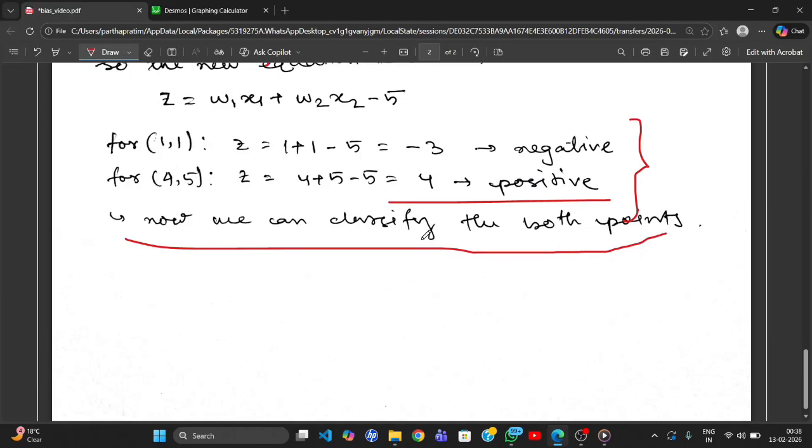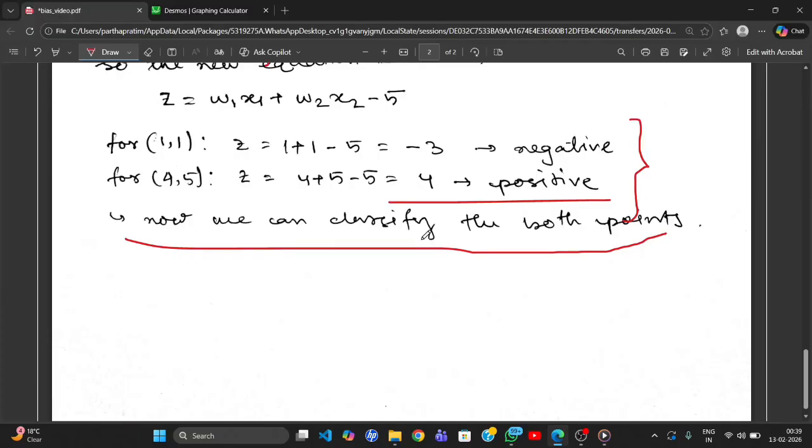Let's summarize this. Without bias, the decision boundary must pass through the origin, and the model is quite restricted. With bias, the decision boundary can shift, the model becomes more expressive, and the hypothesis space increases. So what is weight doing here? Weight is responsible for the orientation, and bias controls the shift or the position. That's why bias is essential in neural networks.